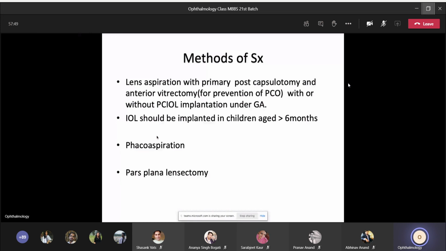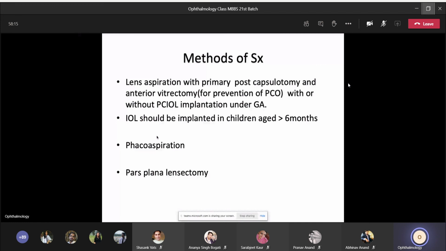But since the capsule in children is mitotically very active and undergoes mitosis very rapidly, the chance of posterior capsular opacification is very high. It's very rapid among children. Even the anterior vitreous may undergo opacification in children.